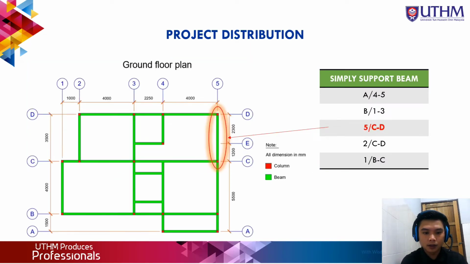Based on the structural plan, we have selected several beams to be analyzed for the simply supported beam, which are namely beam A/4 to 5, B/1 to 3, 5/C to D, 2/C to D, and 1/B to C. So all simply supported beam analyzed and calculation for our project are only on the ground floor. And each beam section was divided to each group member. So for my part, I have made calculation and analyzed for beam 5/C to D, and all the calculation I have made are by using flange method.